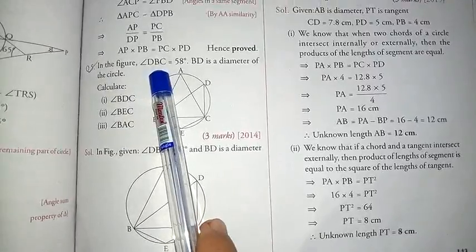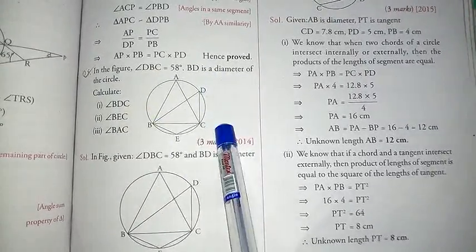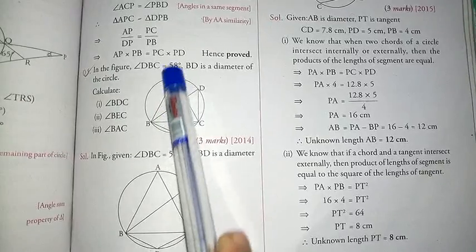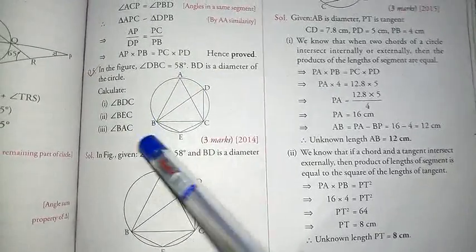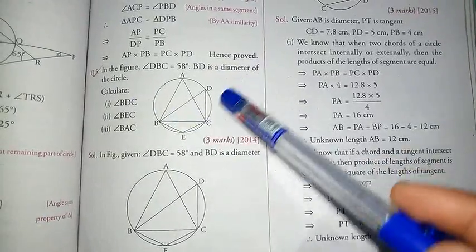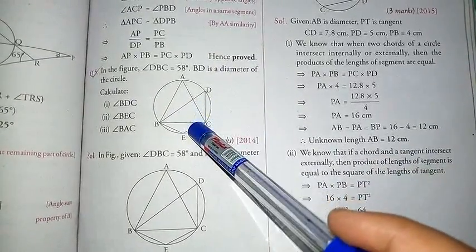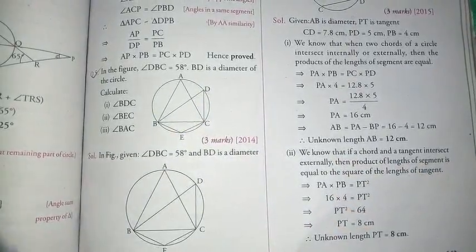In the figure, DBC, that means this particular B is 58 degrees and BD is the diameter. You can see this BD is the diameter. So when this is the diameter, think this whole angle C will be 90 degrees, because of the diameter. That is very important, we have to remember it.